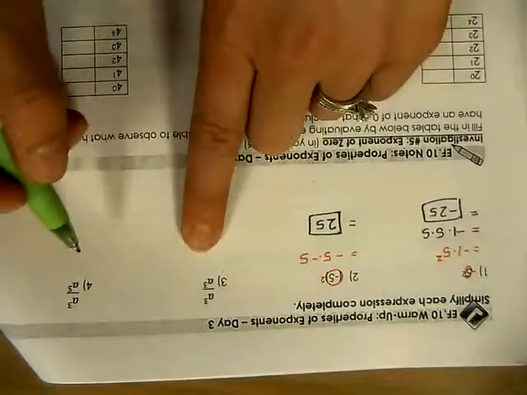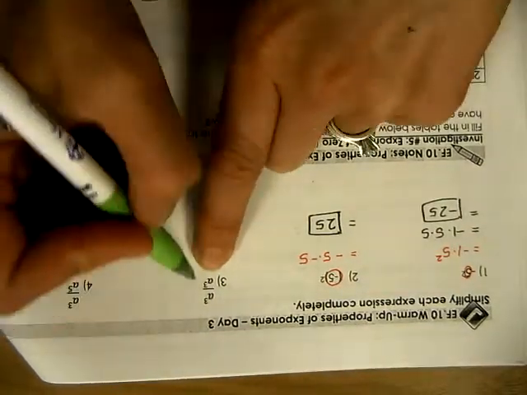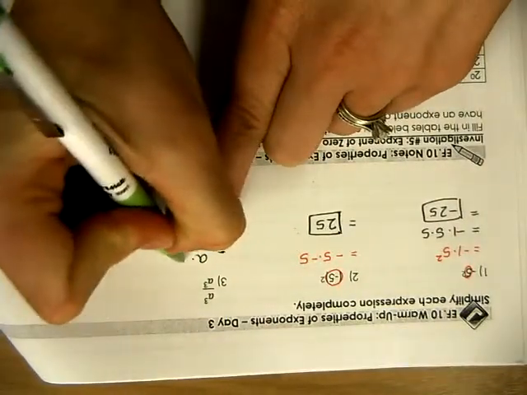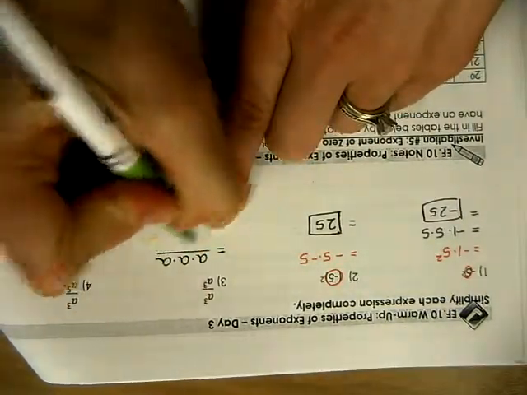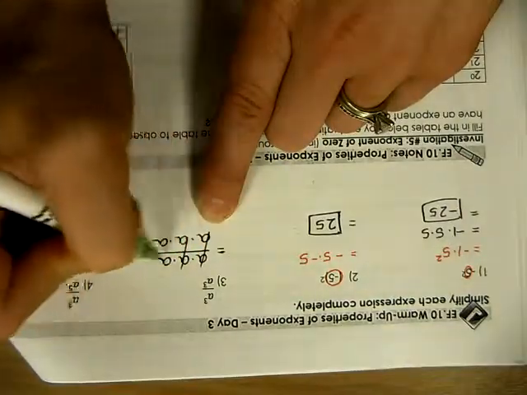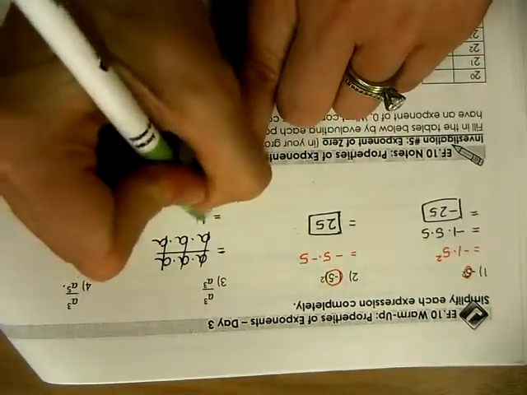Moving on to the next one, these problems look very similar as well. We just have a different exponent in the denominator. So if I were to expand this, this would be a times a times a, divided by a times a times a. And if I divide these out, they all divide to be 1. So my final answer is 1.